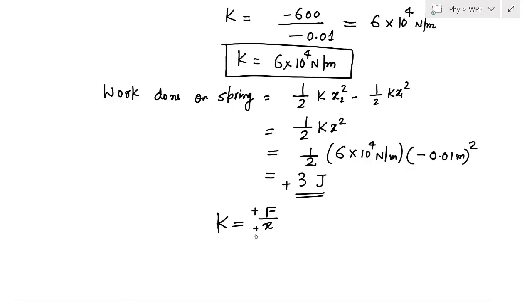So it doesn't matter what kind of sign convention you are using. You can use either the upward direction as positive or the downward direction as positive, but be consistent with that sign convention for a given problem. Then you will get the correct answer.